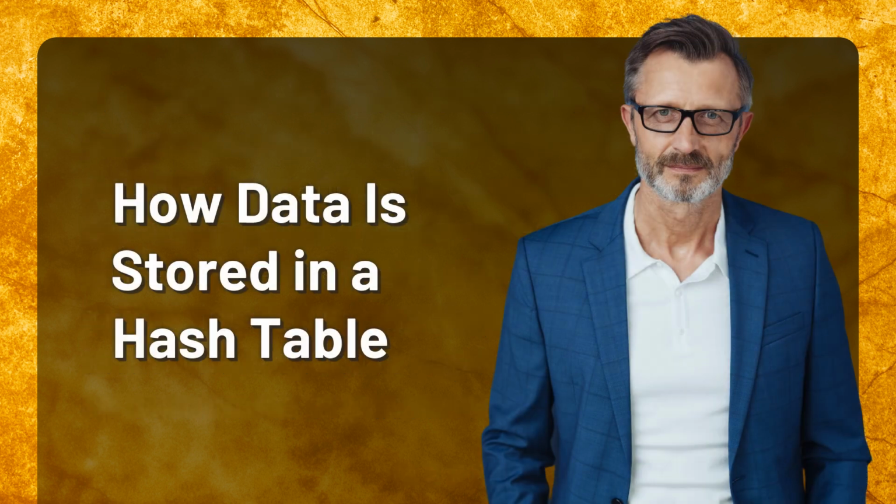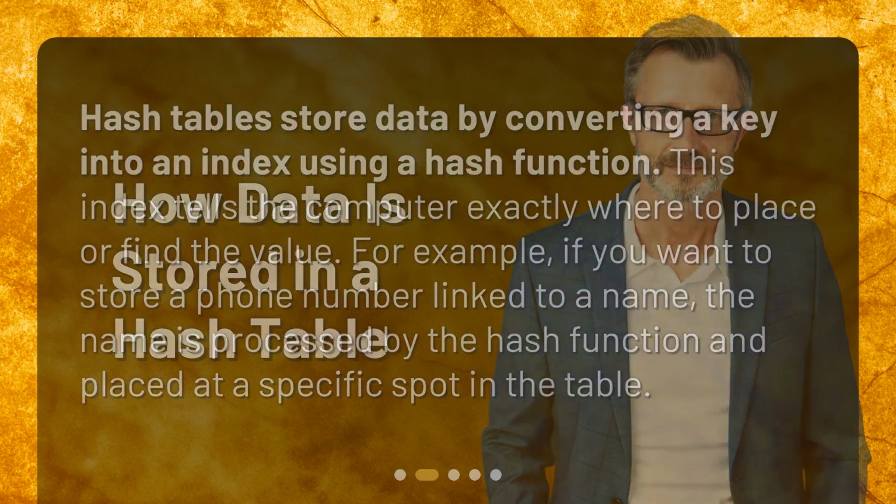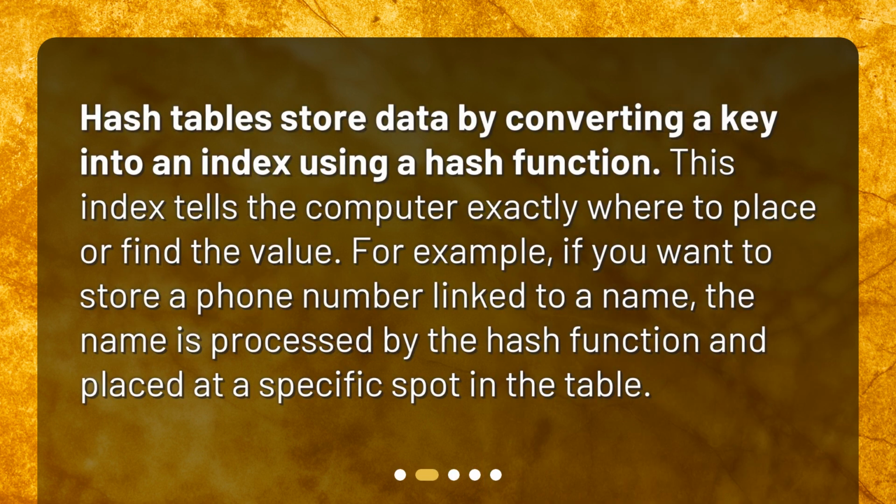How is data stored in a hash table? Hash tables store data by converting a key into an index using a hash function. This index tells the computer exactly where to place or find the value. For example, if you want to store a phone number linked to a name, the name is processed by the hash function and placed at a specific spot in the table.